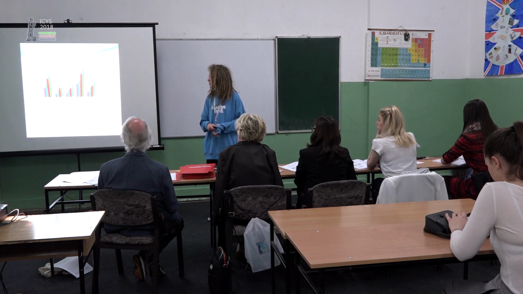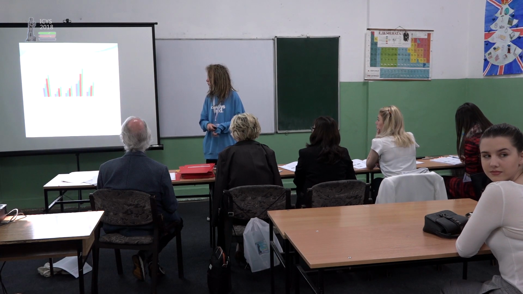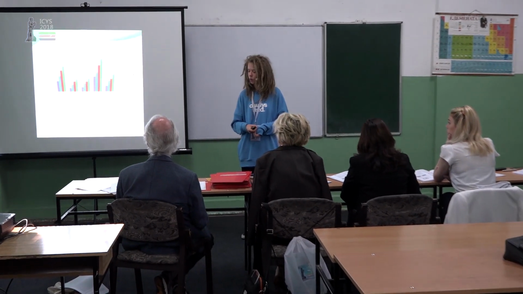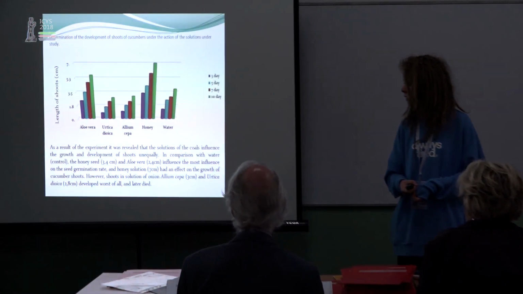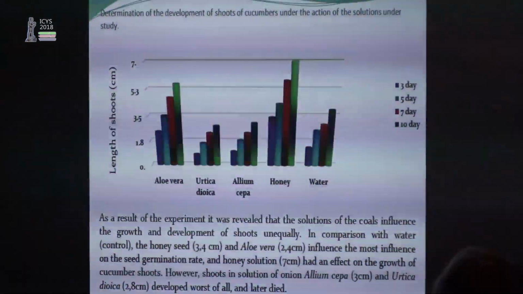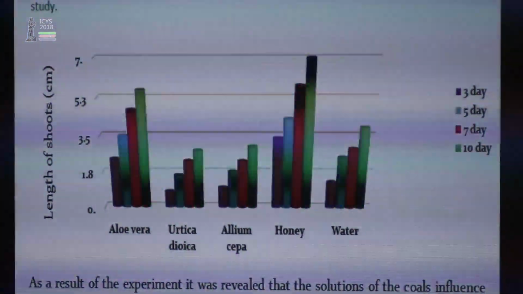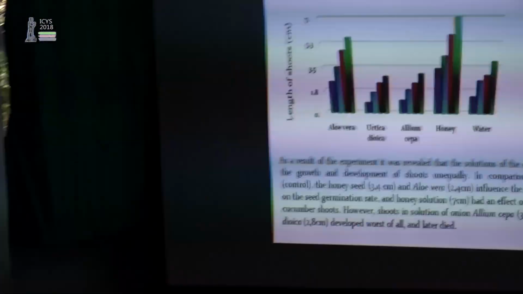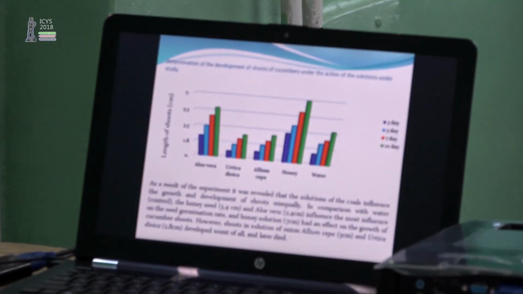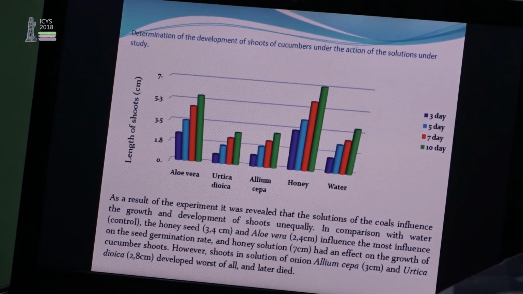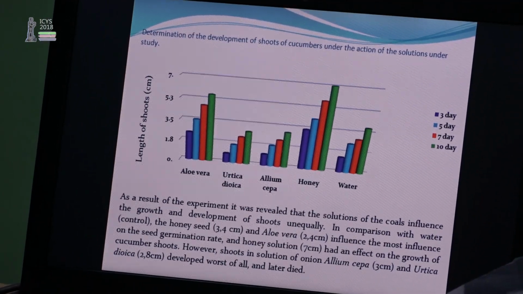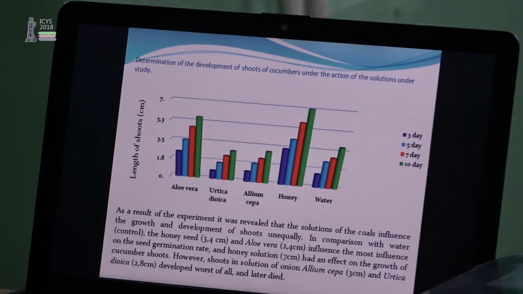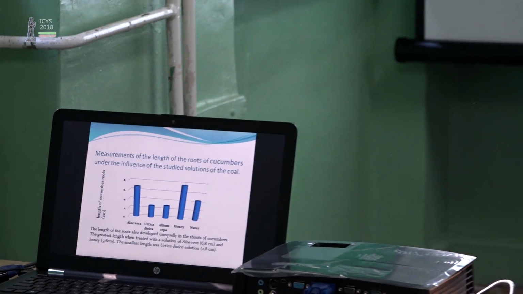As you see, this table shows the length of the shoots. As a result of the experiment, it was revealed that the solutions influenced the shoots. In comparison with the water control, honey seeds were 3.4 centimeters, and oil seeds were 2.4 centimeters. The honey solution was 1 centimeter and had an effect on the growth. Shoots with solutions of almond seed were 3 centimeters, in order to arrive at 2.8 centimeters. So there was a difference compared to that.